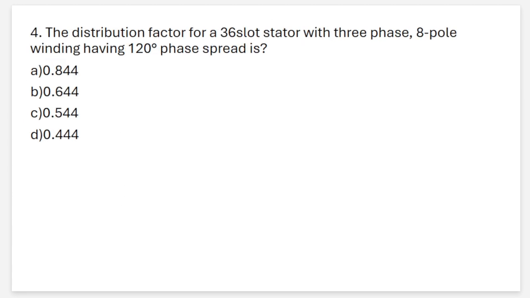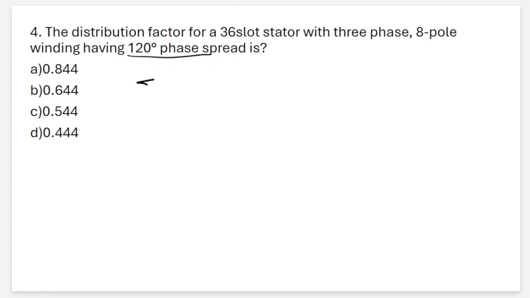Next question. The distribution factor for a 36 slot, 3-phase, 8-pole winding having 120 degrees phase spread is: option A 0.844, option B 0.644, option C 0.544, option D 0.444. In this question, the winding has 120 degrees phase spread, so sigma is equal to 120 degrees. Here, we will find the distribution factor.